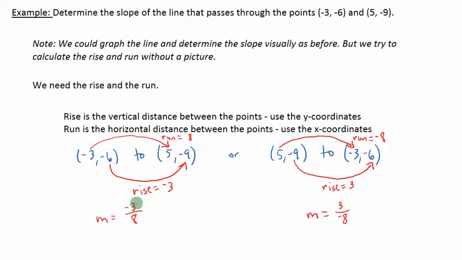Now, a negative divided by a positive is a negative. A positive divided by a negative is also a negative. So both of these tell me that my slope is -3/8. And it happens to be the same, because it doesn't matter what order we go in. And we can see that in this particular case. Now, if you think you're going to have trouble remembering this, then just go back and graph the points in the line, and then calculate the slope by measuring your rise and your run visually.